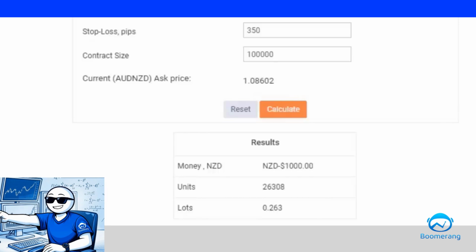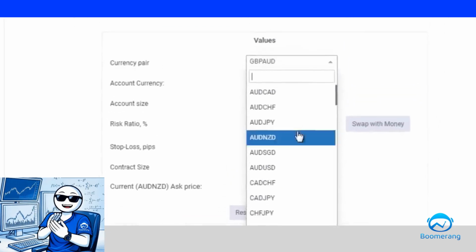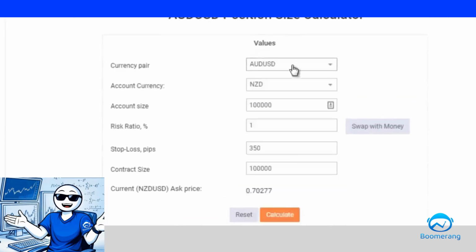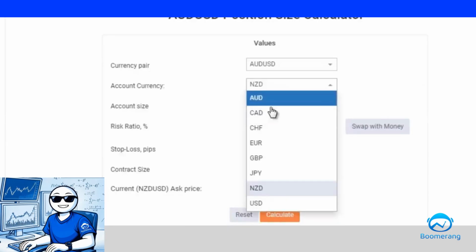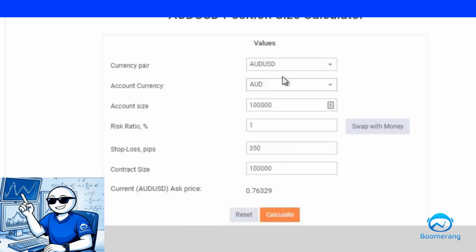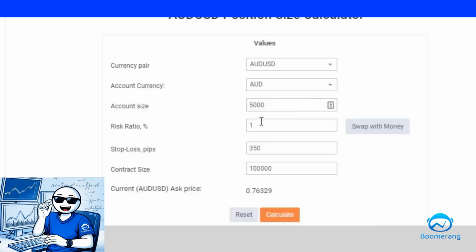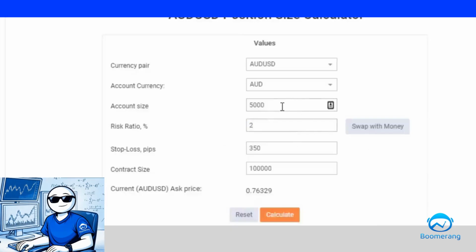So again, let's do one more example so you really understand this big time. Let's say this time around we do something simple like the Aussie dollar. You want to trade the Aussie against the US dollar. Let's say your account currency is in Aussie dollars. How about that? Just put Aussie dollar. Let's say your account size this time around is $5,000. And let's say you are risking a little bit more, 2% risk on each trade, which is still about $100. So your stop loss this time around, let's say it's only 50 pips. Contract size again 100,000 units.